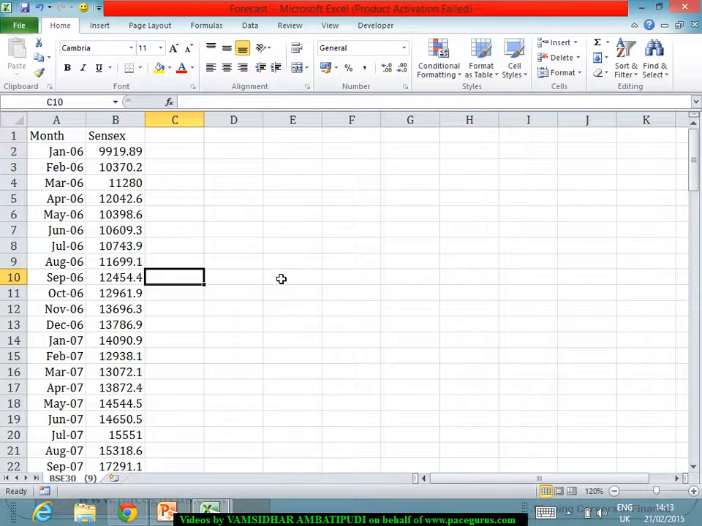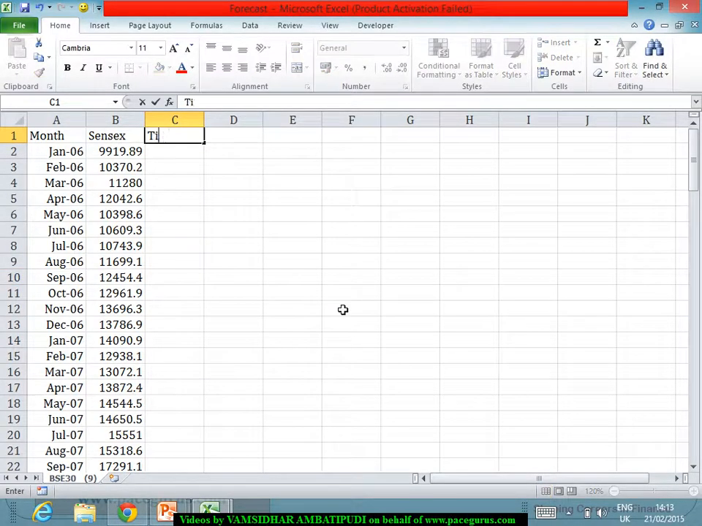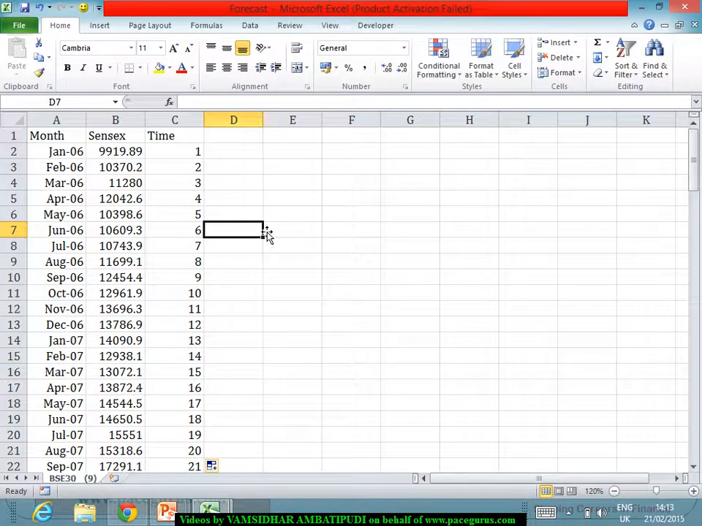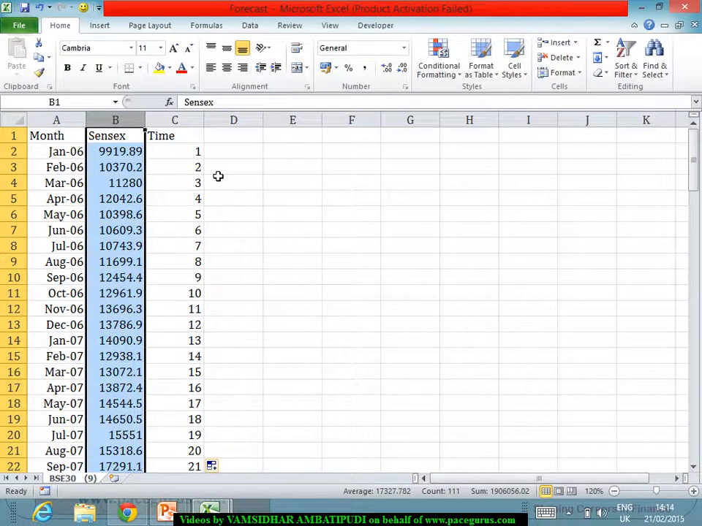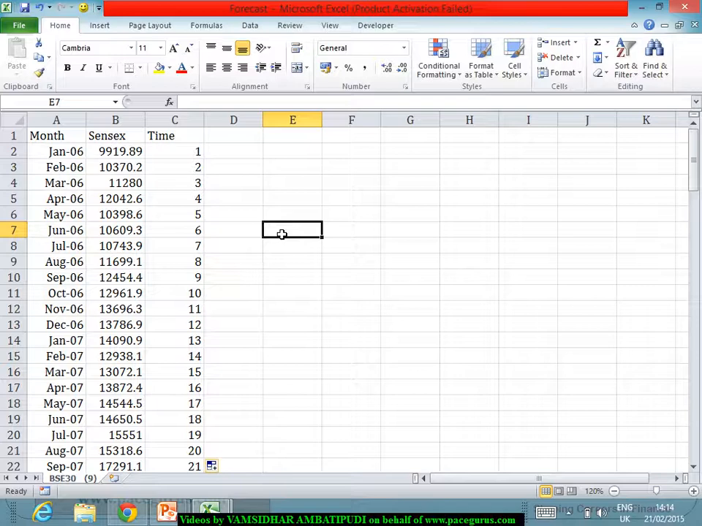The first thing, I'll see if there is any kind of a trend in the process. Now, how do I check out for the trend? I'll create a time variable 1, 2, and so on. Right? I'll create a time variable like this. And I'll simply do the regression by taking Sensex as the dependent variable and time as the independent variable. So let me do that.